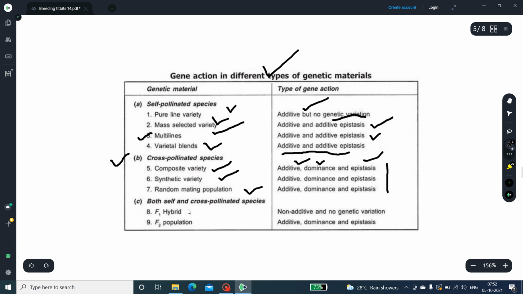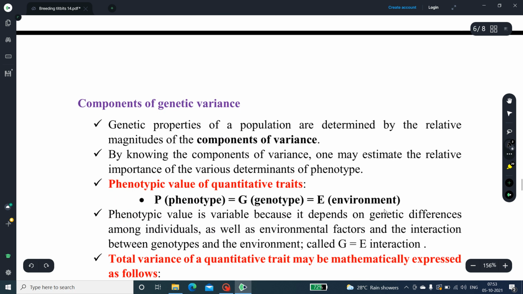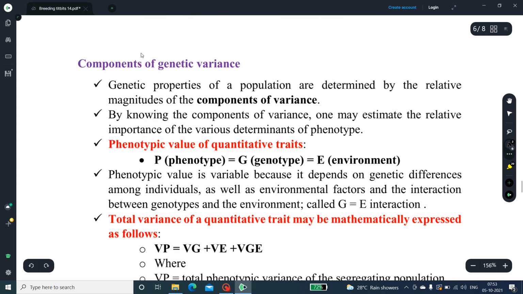If the crop is self or cross pollinated species, the F1 hybrid has non-additive gene action and no genetic variation. The F2 population has the gene action of additive, dominance and epistasis. Now let us see the components of genetic variance.